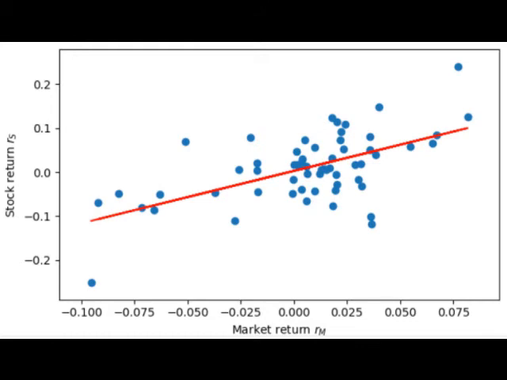The beta of the financial instrument is calculated as follows. Beta equals COV(R_S, R_M) / VAR(R_M), where R_S is the stock return, R_M is the market return, COV denotes the return covariance and VAR denotes the return variance.